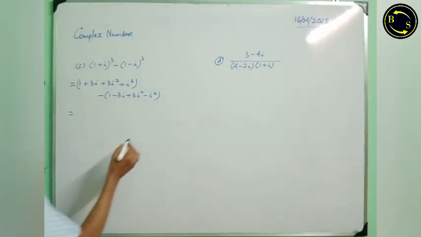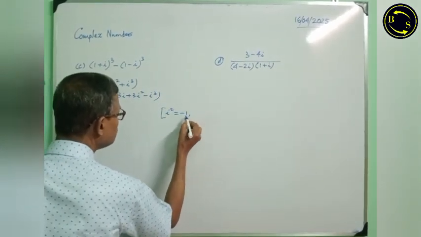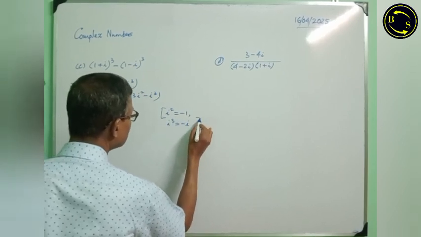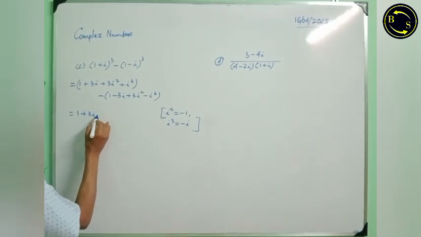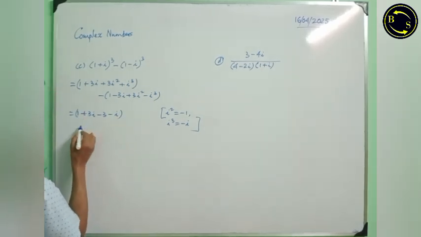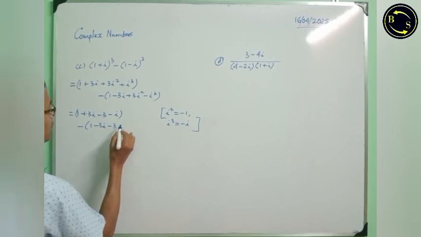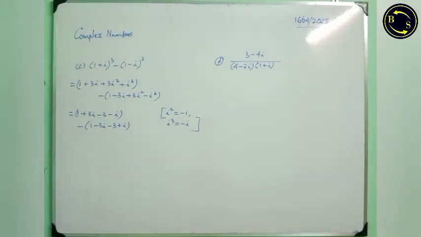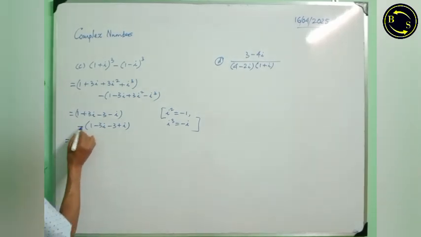Then we use i square equal to minus 1, i cube equal to minus i. It will be 1 plus 3i minus 3 minus i, minus 1 minus 3i minus 3 plus i. Minus i cube equal to plus i. Now we remove brackets.